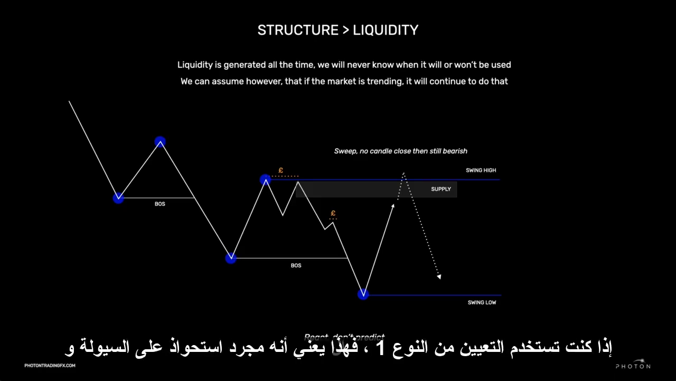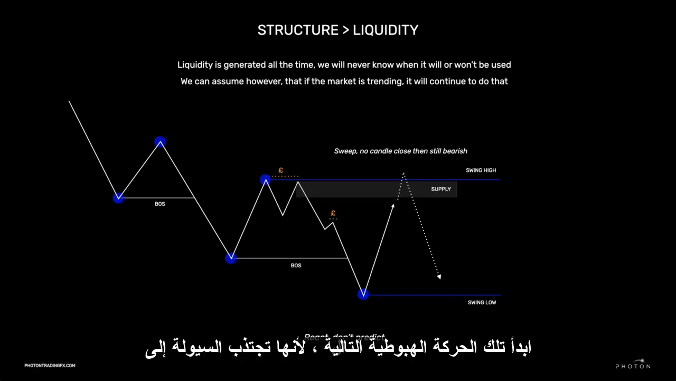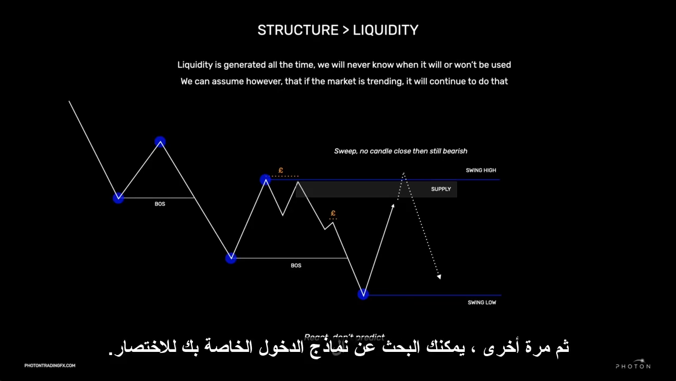If you're using type 1 mapping, it was just a grab of liquidity. And when this happens, this is a very high probability setup for price to now commence that next bearish leg, because it's grabbed that liquidity to fuel the next move to the downside. So then again, you can look for your entry models to get short.